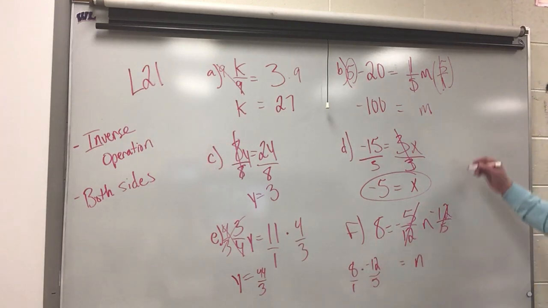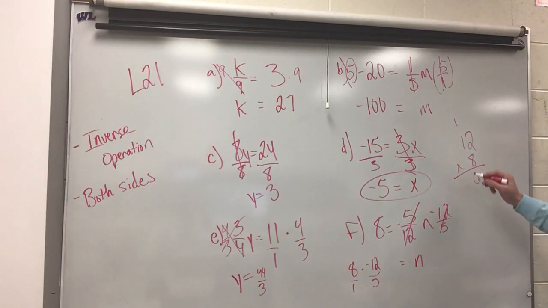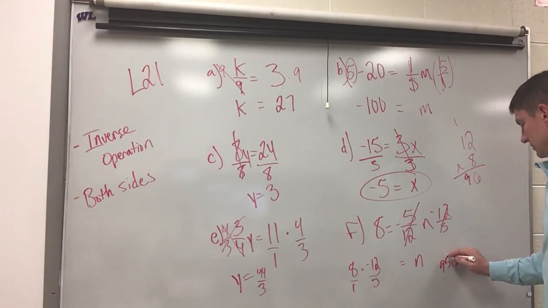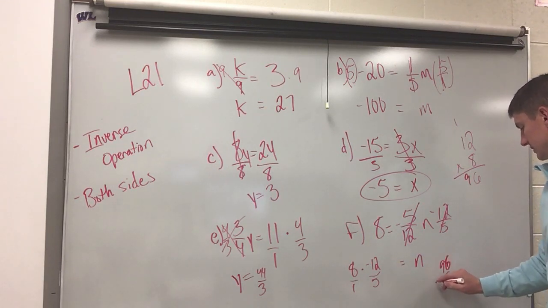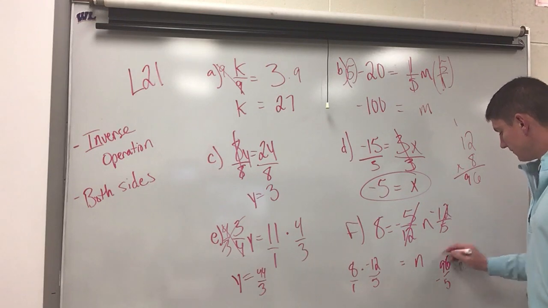I've got 8 times 12. 8 times 2 is 16, carry the 1. 8 times 1 is 8, plus 1 is 9. That's 96/5, or 96 fifths, and that's a negative answer overall, equals n.